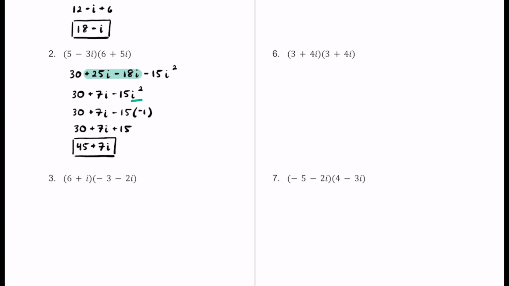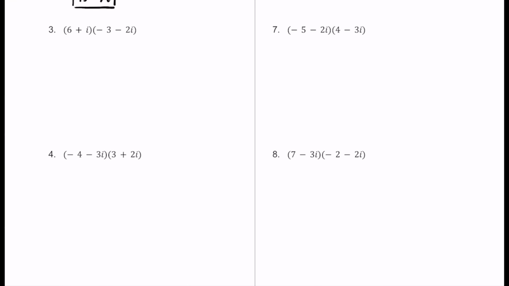For number 3, we have the quantity of 6 plus i times the quantity of -3 minus 2i. So multiplying 6 times -3 first, that's going to be -18. Then take this 6 and multiply by -2i. That's going to be -12i. Then it's the i's turn, so i times -3, that's going to be -3i. And finally, i times -2i, that's going to be -2i squared.